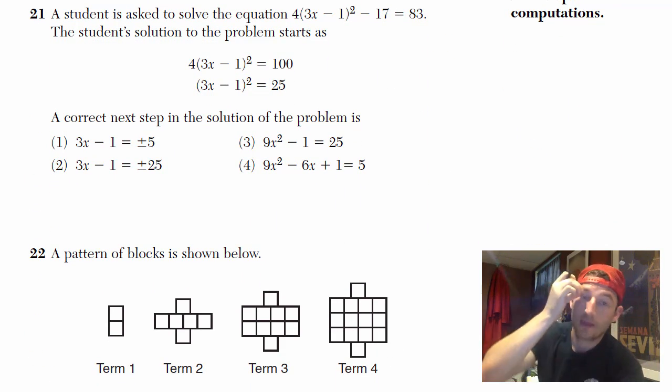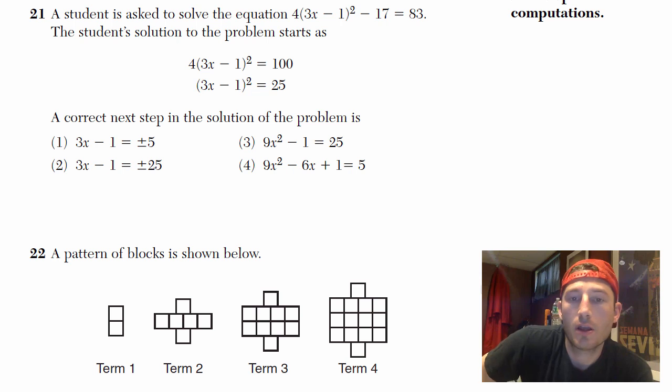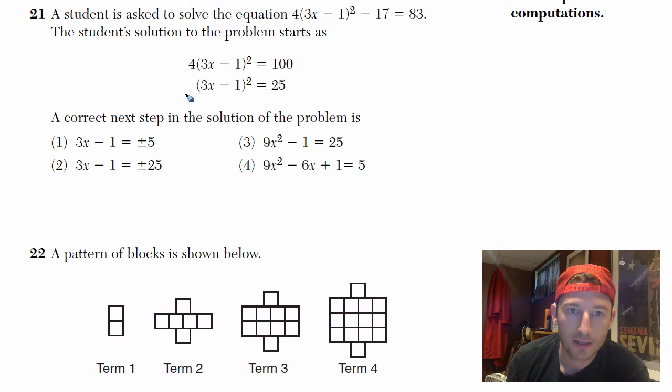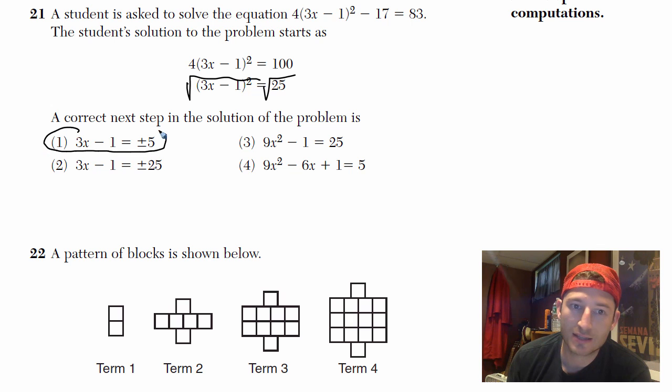21. A student is asked to solve the equation 4 times (3x minus 1) squared minus 17 equals 83. And here's the work they do. A correct next step in the problem is what? Well, if you get to this step, the next thing you'd want to do is take the square root. So you should have 3x minus 1 is equal to plus or minus 5. It's that easy. You just got to take the square root of both sides. Yeah, I don't really know how else to explain that. That would be your next step.